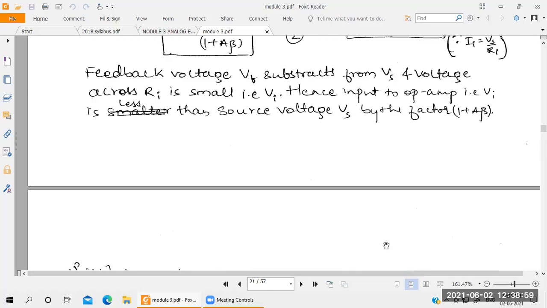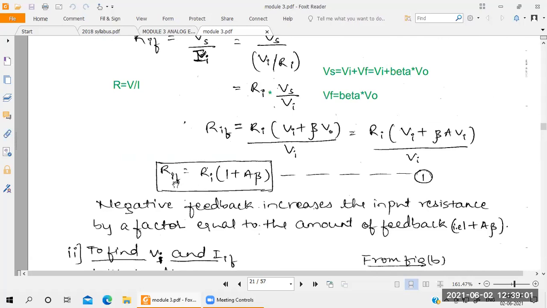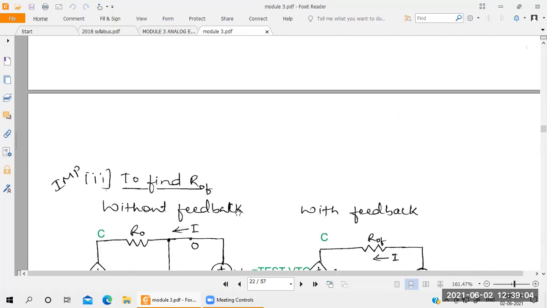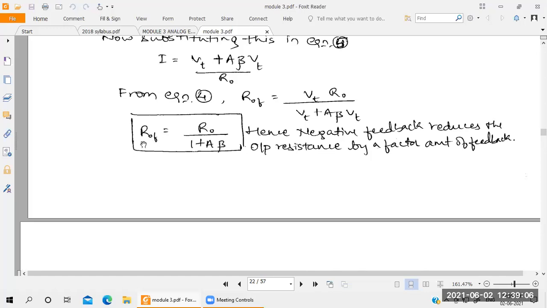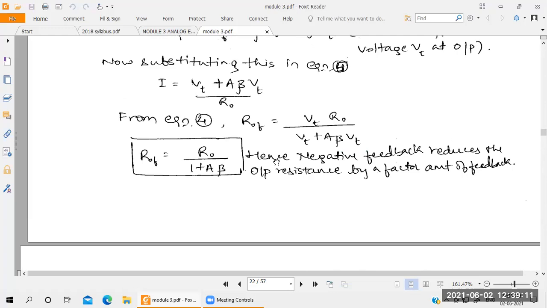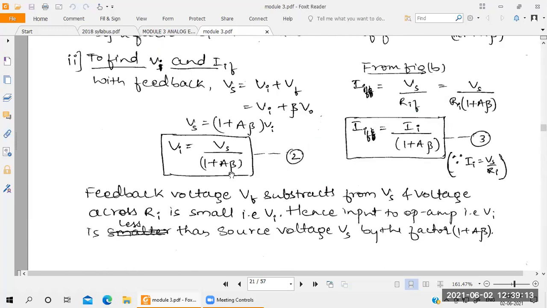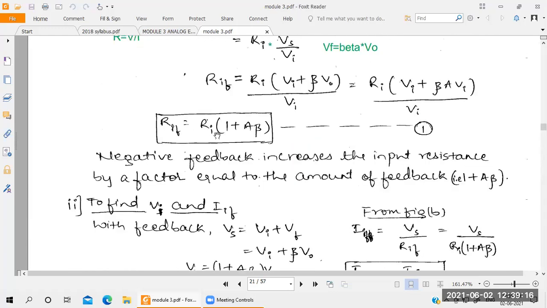Understood? So in the voltage amplifier, you have to derive the equations for RIF and ROF. What is the ROF equation here? R naught divided by 1 plus A beta. Then RIF is RI into 1 plus A beta. Here RIF means we increase the resistance on the input side, and ROF means we reduce the output resistance. Understood? So this is the complete derivation for the voltage amplifier with the qualitative analysis.